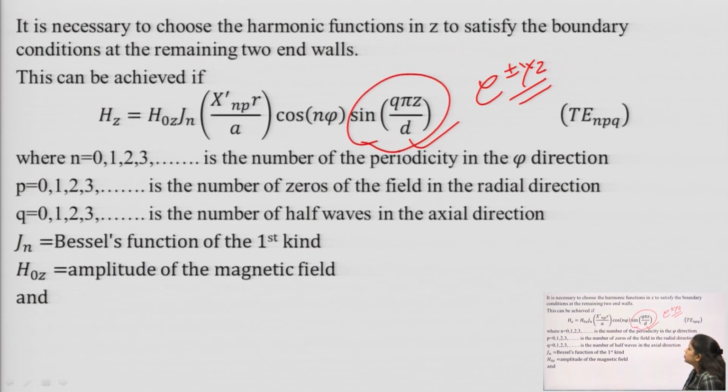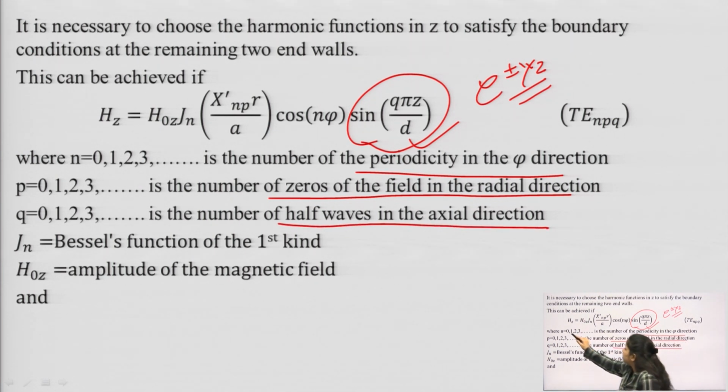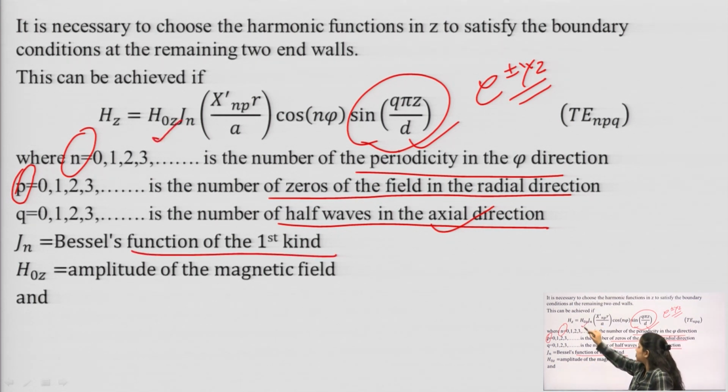n is equal to 0, 1, 2, 3, and it is the number of periodicities in the phi direction. p is the number of zeros of the field in the radial direction, and q is the number of half waves in the axial direction. n and p are the same as we have studied for the circular waveguide, and q is also the same. Jn is the Bessel function of the first kind, and H0 is the amplitude of the magnetic field intensity.